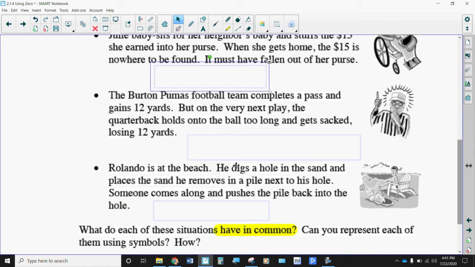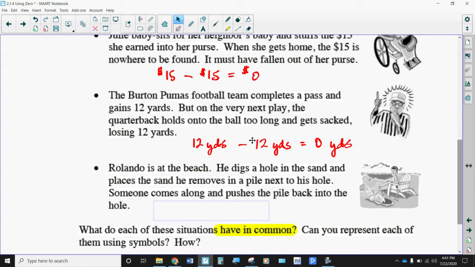So the $15 she gained from working got lost. That is like saying $15 minus the $15 because you lost it means you're back to where you started with $0. The player gained 12 yards, but then they lost 12 yards on the next play, so they're back to where they started. Over 2 plays, they have gained 0 net yards. And then the same idea here, but in this case, we think of it in terms of a variable because we don't know how deep the hole was. But you're digging the sand out of the hole, so you're taking sand out of it, but then that same amount of sand gets put back in, and so you're at a net 0.